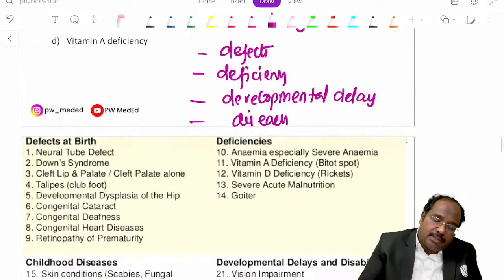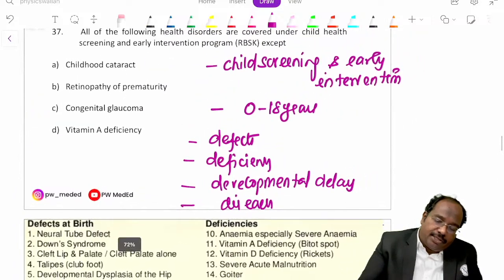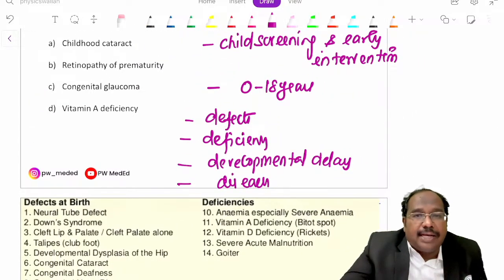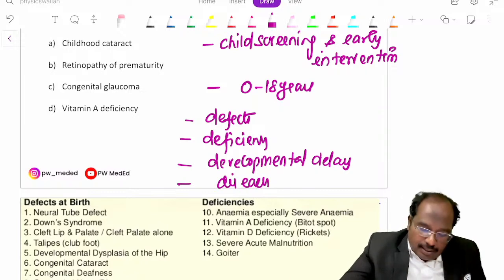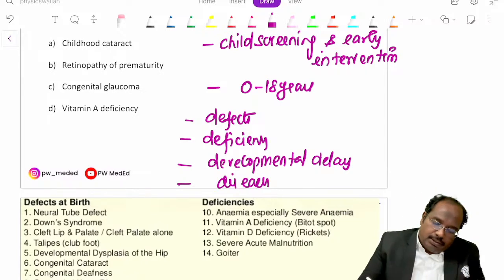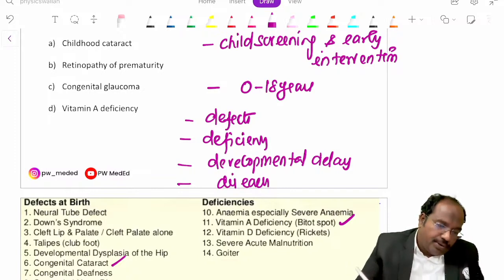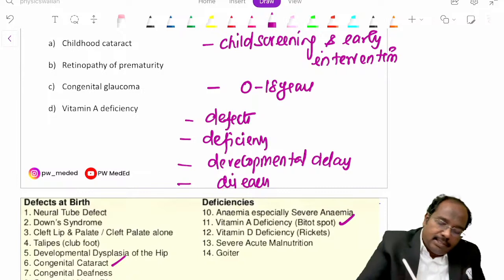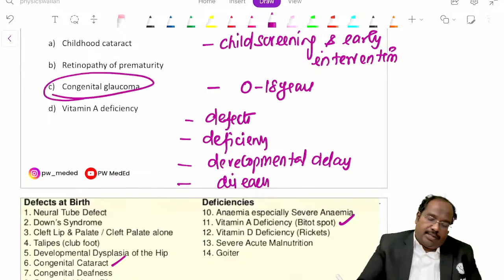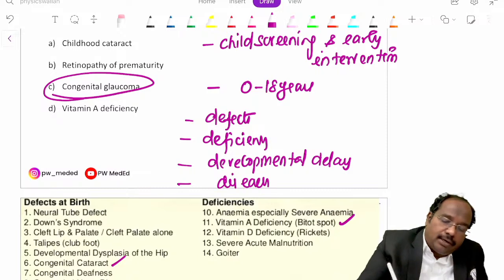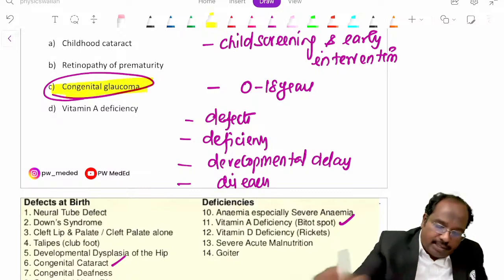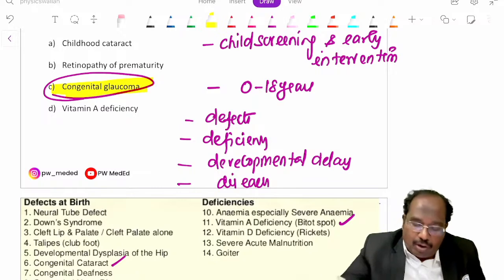So defects at birth. You tell me what the answer is here. Cataract, is it there? Yes. Vitamin A deficiency, yes, we are going to screen. Congenital retinopathy of prematurity, yes, it is there. What is not there is congenital glaucoma. So we will see cataract, but glaucoma is not there.